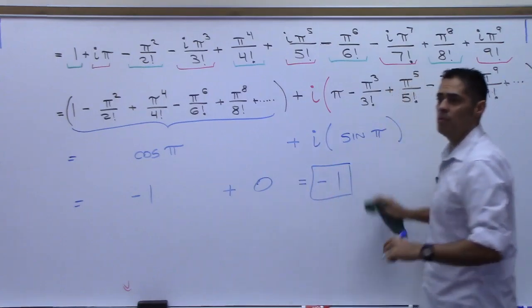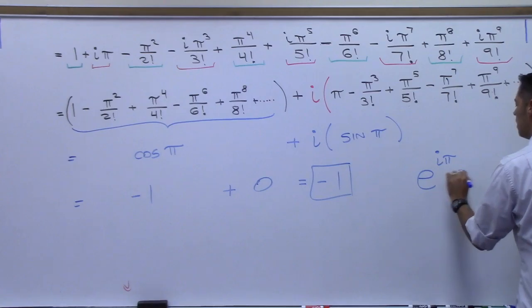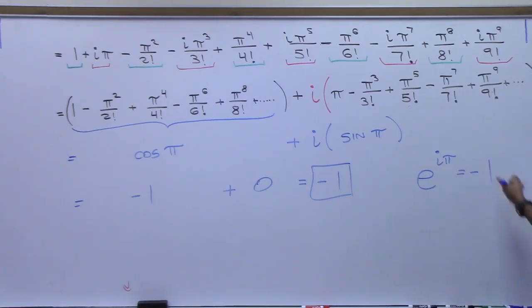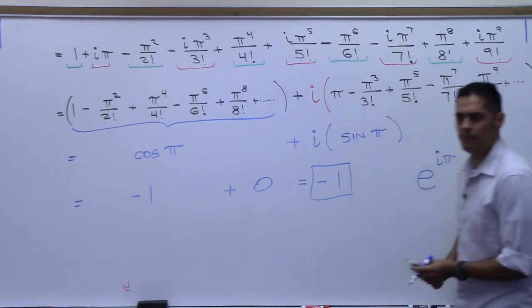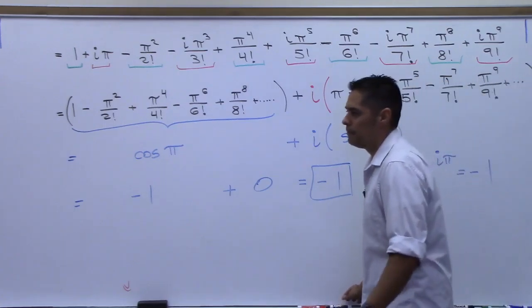So what I showed you was that e to the i pi was equal to negative 1, which means if you add 1 to both sides, you get the equation. That's cool. Understand? Yeah, that's intense. That's pretty cool, right? That makes so much more sense now.